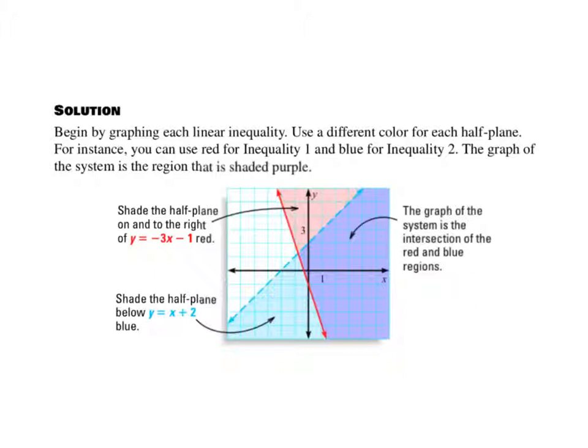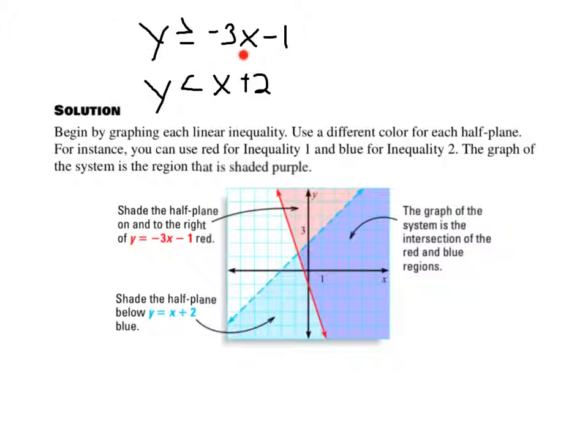Alright, so here's an example of a system of inequalities that's been shaded with red and blue. So first you're going to begin by shading the inequality. So we have y equals negative 3x minus 1. So here is this line, y equals negative 3x minus 1. And then you have y equals x plus 2. So this is y equals x plus 2. So what we've done is the actual inequality that you're shading are these. These are the actual inequalities.